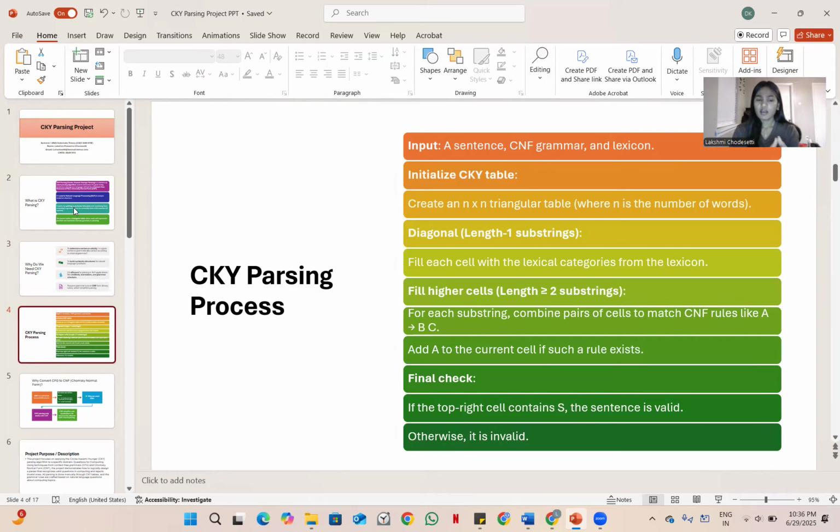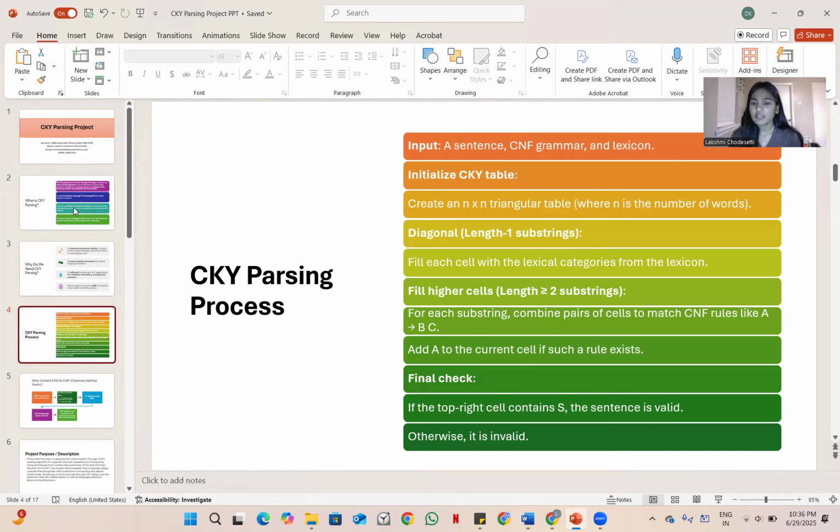What is the CKY parsing process? First of all, the input will be a sentence, and we take a CNF grammar and a lexicon. Initially, we create a CKY table, an n by n triangle table where n is the number of words in that sentence. Then we go to each cell and take the substring of the length of the cell. Fill each cell with the lexical category from the lexicon. Fill higher cells.